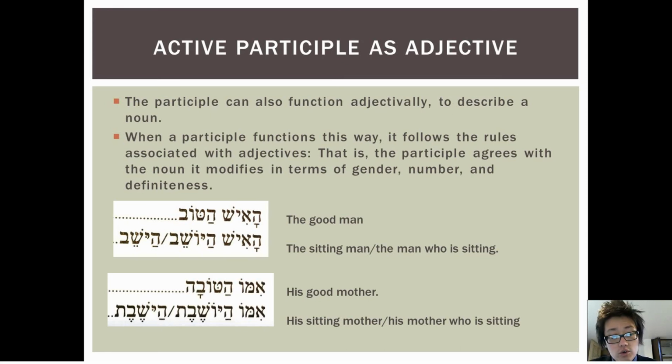Now, on analogy, what would an active participle as an adjective look like with imo? Imo hayoshevet. So here again, they're both definite, right? O, the possessive pronoun, tells us it's definite, and then hayoshevet, functioning with the rules of the attributive adjective, is also definite, and so his sitting mother, or his mother who is sitting. That's the active participle as an adjective.